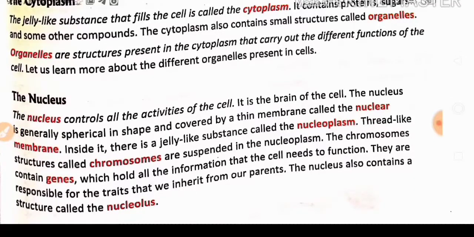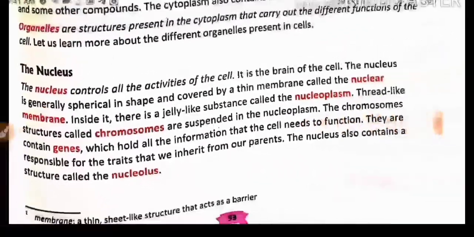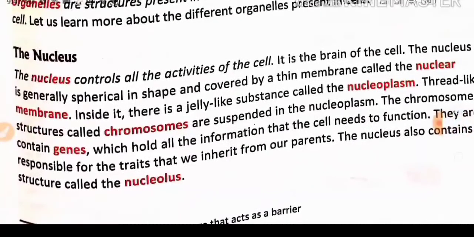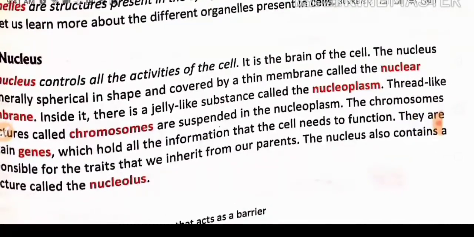Organelles are the structures present in the cytoplasm that carry out the different functions of the cell. So all the functions of the cell are done by these organelles. Now we will read about them in detail. First is the nucleus. The nucleus controls all the activities of the cell. It is the brain of the cell.